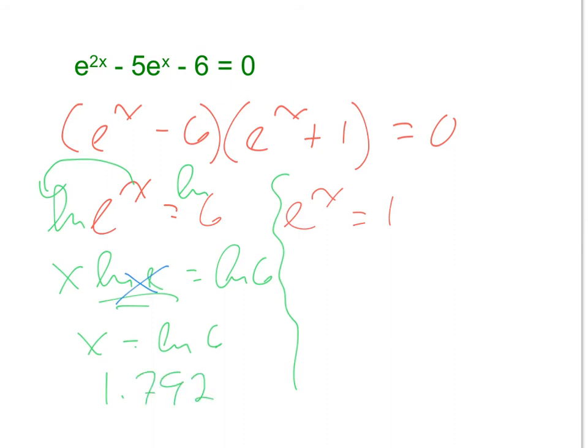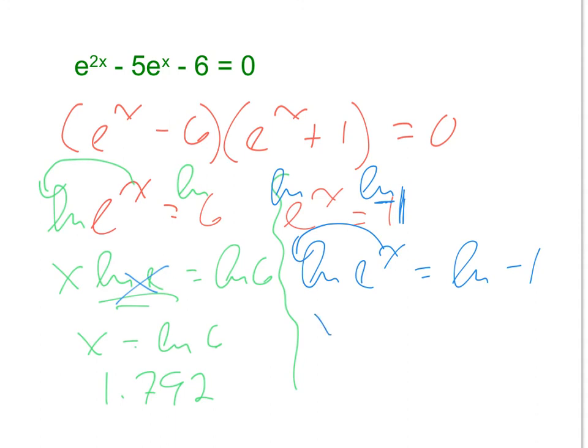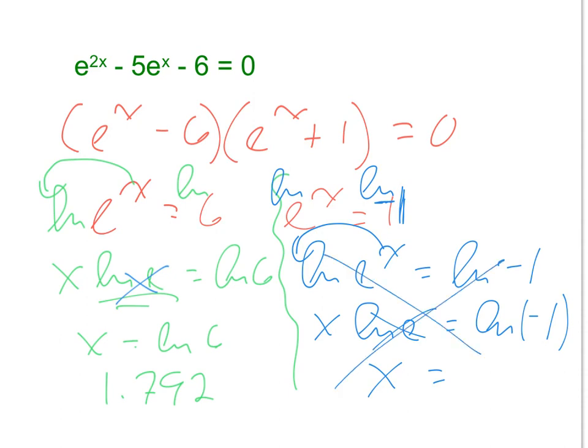Okay, so on this side I'm going to ln both sides, and this should be a -1. I'm doing this in blue now. I forgot to bring down that -1. So this is -1, so I'm going to ln both sides. So I have ln e to the x is equal to ln -1. Bring the x down in front. I'm going to get x ln e is equal to ln -1. Well, we know that ln e is just 1, so x times 1 is x. x is equal to ln -1, and guess what? ln -1 does not exist. If you tried it on the calc, you get error. Okay, so this side goes away. That side is just junk. So the only answer to this is 1.792.